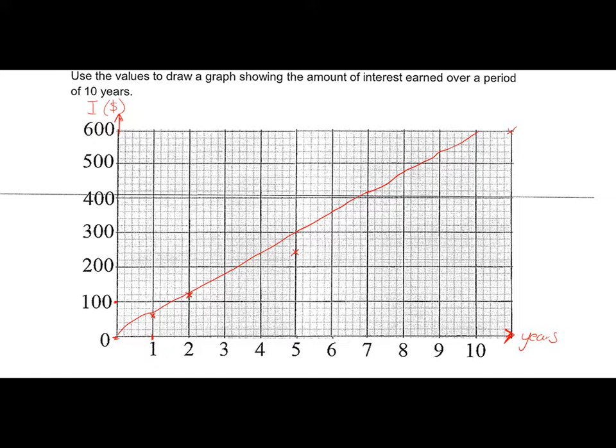So as you can see, I made a couple of mistakes here along the way. When I did 5 years, I was looking at 4 years, I plotted 240. It should have been 300. And finally, when I was doing that last one for $600 worth of interest, I accidentally went 1 year too far. So it should have been back there.